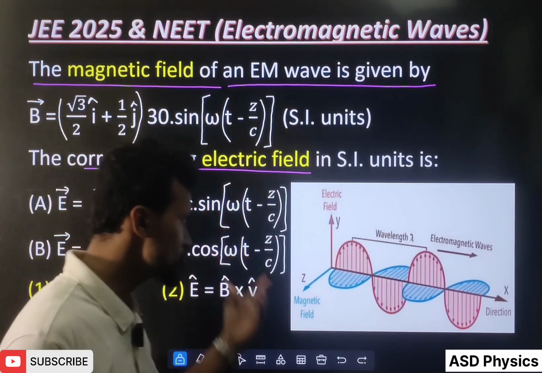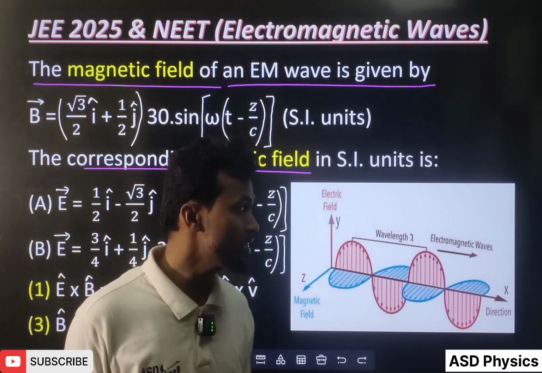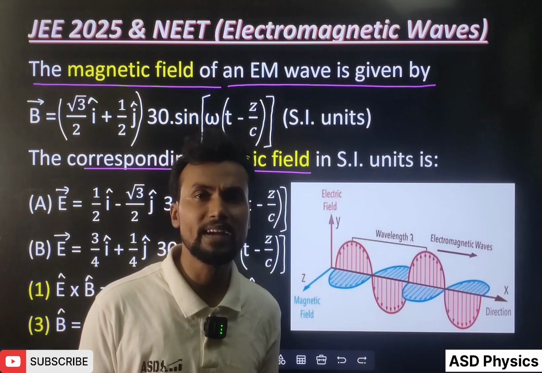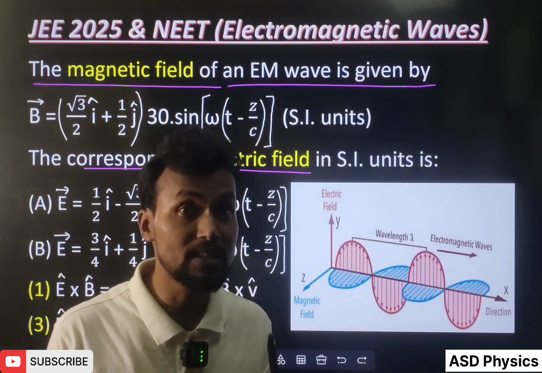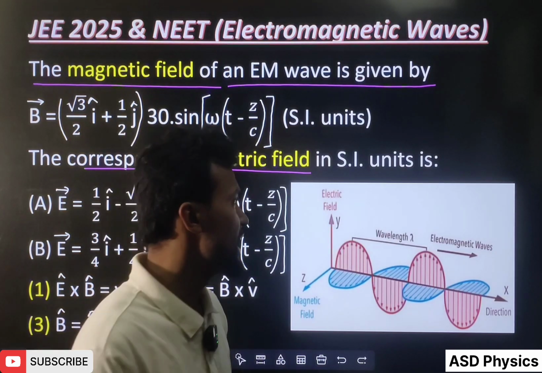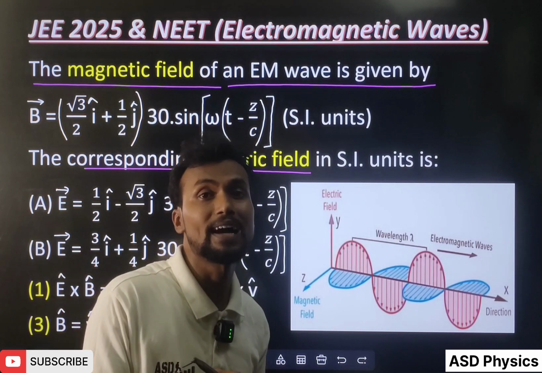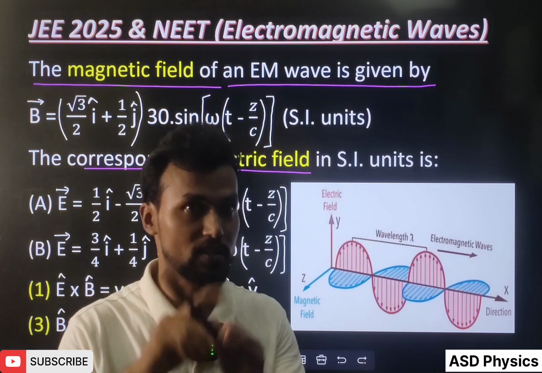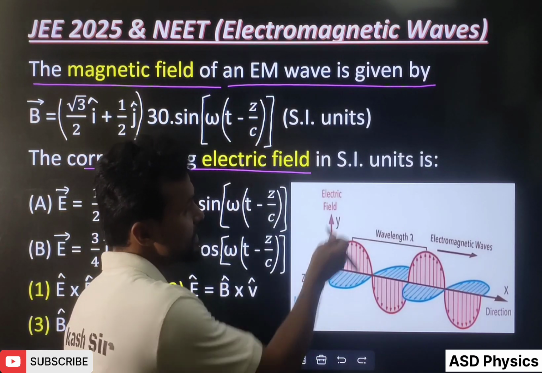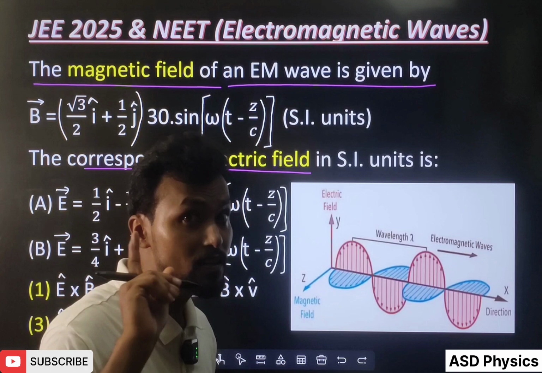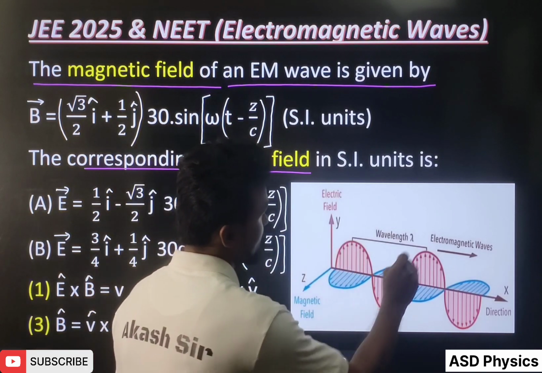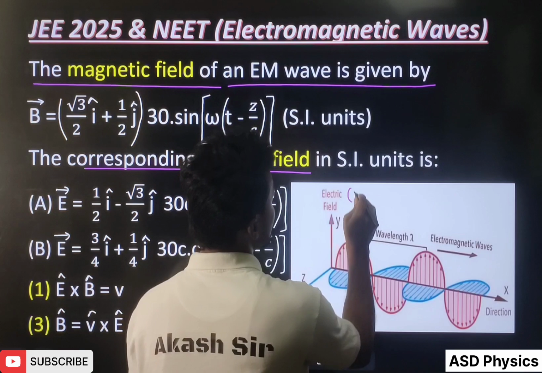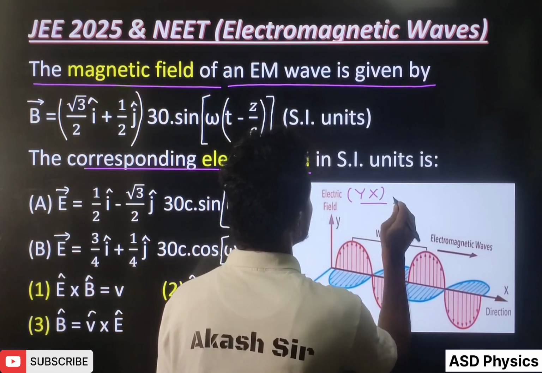Before solving this question we should know very well what an electromagnetic wave is. Remember that an electromagnetic wave is a kind of non-mechanical wave. In it, the electric field and magnetic field oscillate and are perpendicular to each other. You can see the electric field is given by the red color, and it is oscillating in the YX plane, or we can say the XY plane.